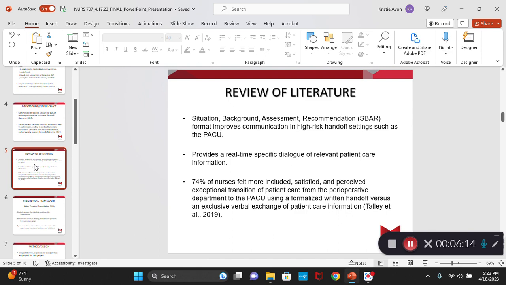This type of structural support creates a streamlined opportunity to improve the handoff process, which provides real-time specific dialogue of relevant patient care and diminishes the capacity for inappropriate treatments and care omissions due to the rapidly changing physiology of the patient.